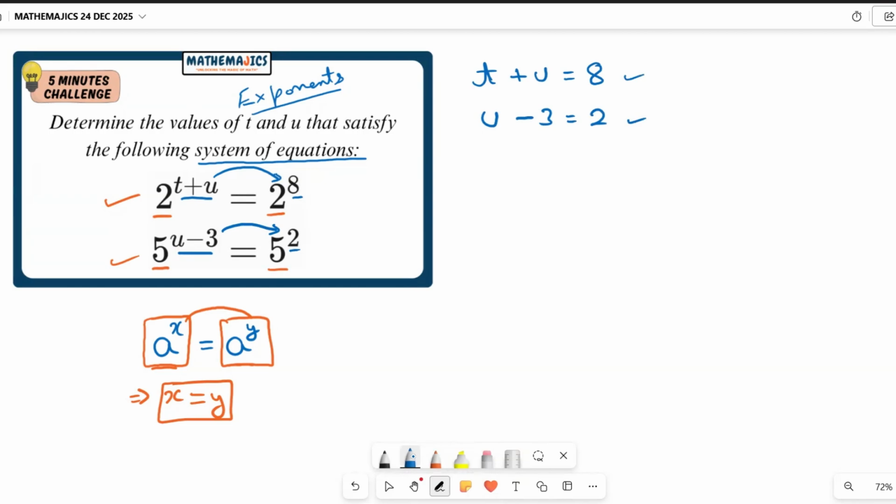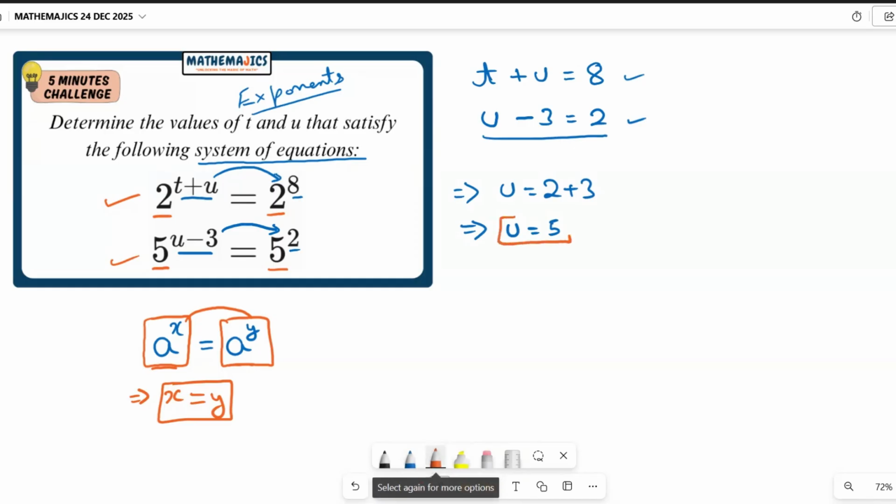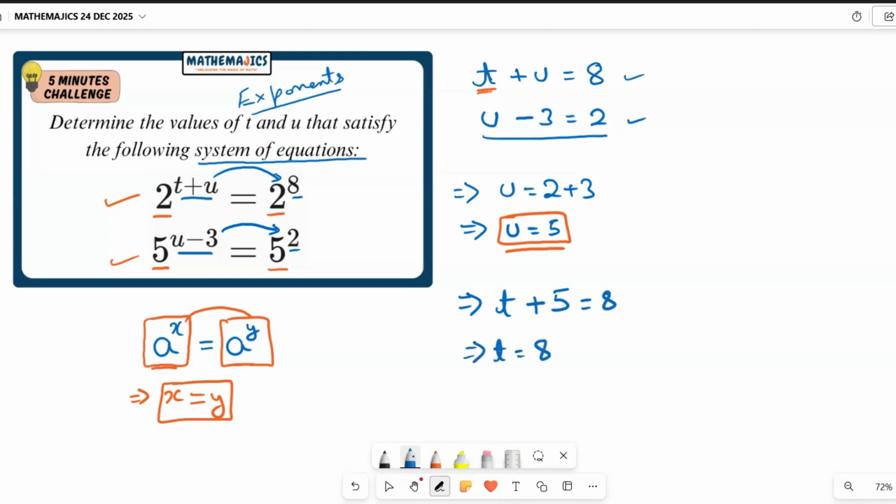Now we have two equations and we will be solving these two equations to find the value of t and u. Now, if I solve the second equation, I can get u is equal to 2 plus 3. That means u equals 5. So one of the values is here with me, u is 5. And the next value that I need to find is of t. So what I can do, in the first equation, I can substitute the value of u. Let me substitute u in the first equation. That means t plus 5 is equal to 8. So t will give me 8 minus 5, which is t equals 3.